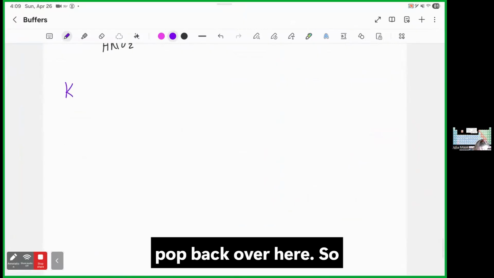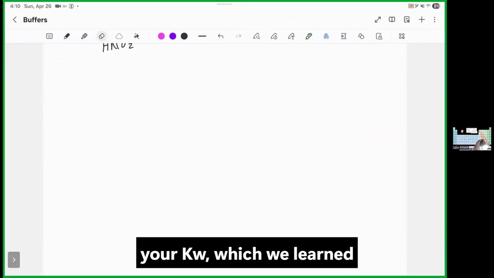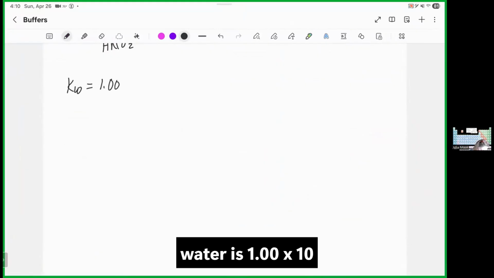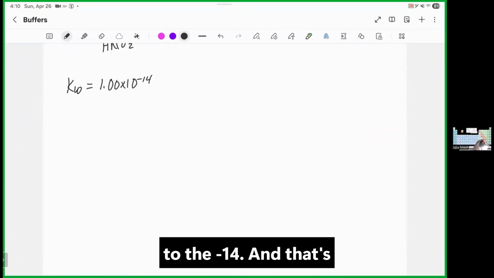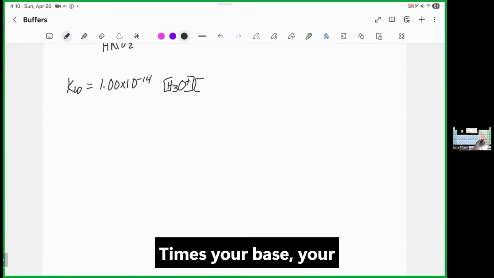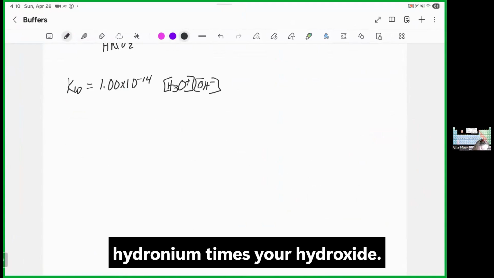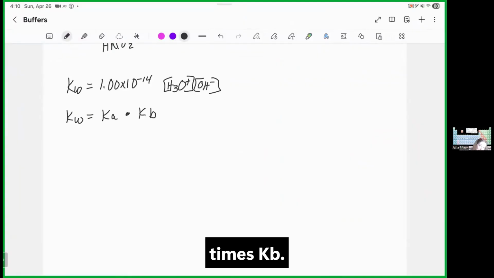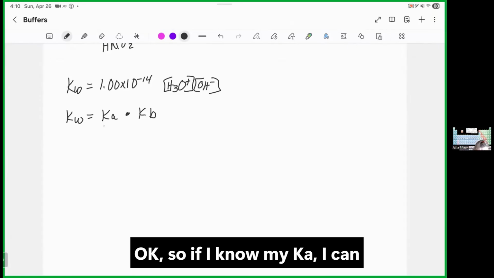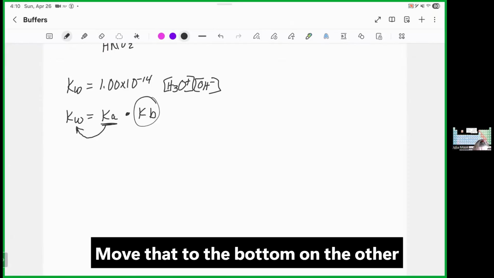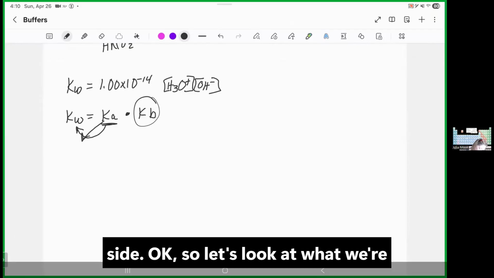Your Kw, which we learned when we did pHs, Kw of water is 1.00 times 10 to the negative 14. That's equal to the concentrations of your acid times your base, your hydronium times your hydroxide. Well, Kw is also equal to Ka times Kb. So if I know my Ka, I can divide Kw by it and get my Kb, right? Move that to the bottom on the other side. Okay, so let's look at what we're doing here.